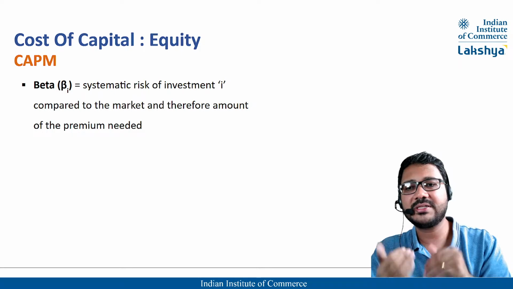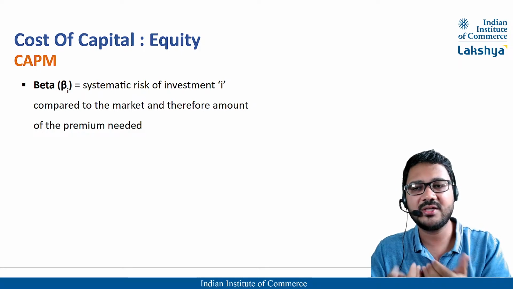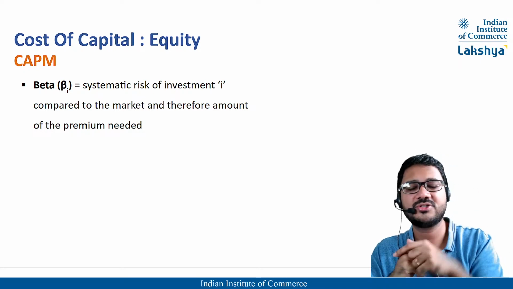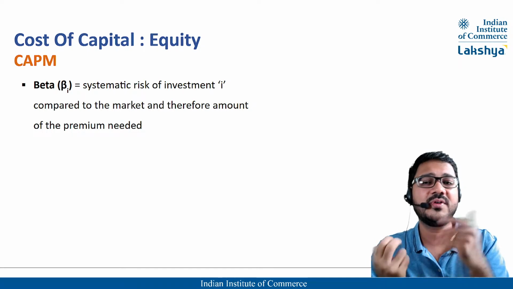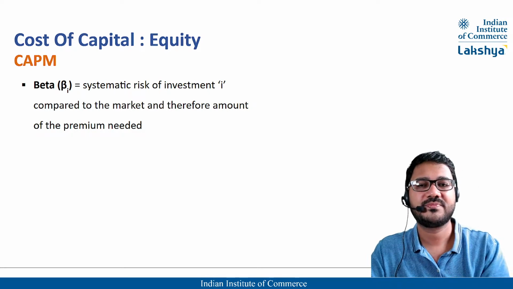Okay. So beta is equal to the systematic risk of investment I, that is beta I, with I being the name of the stock. So 2 is the systematic risk, or 2 times the systematic risk of Tesla stock as compared to the market, and therefore the amount of premium needed.